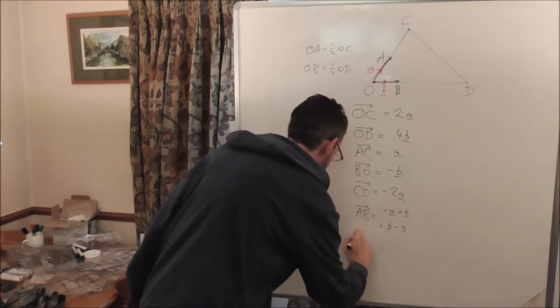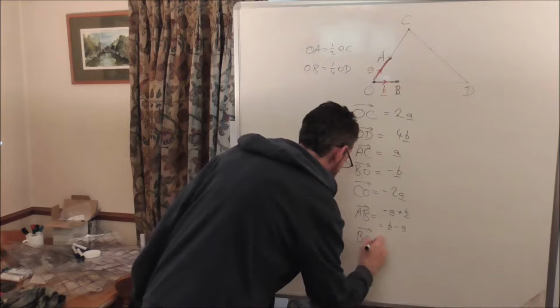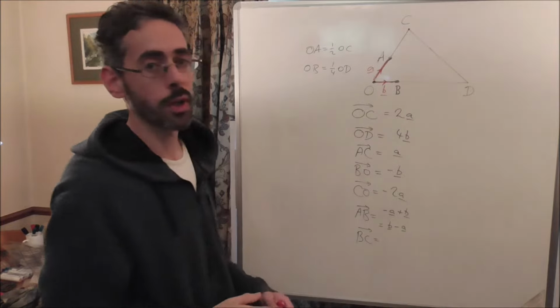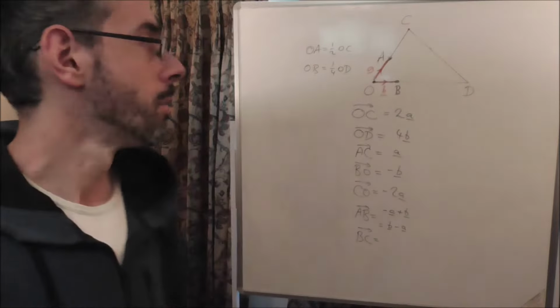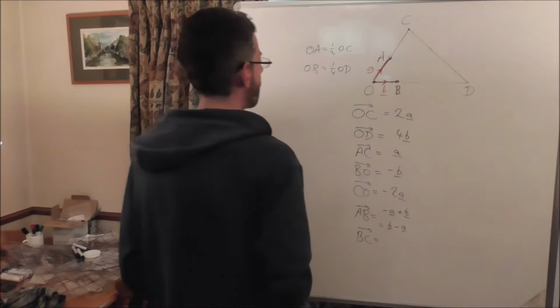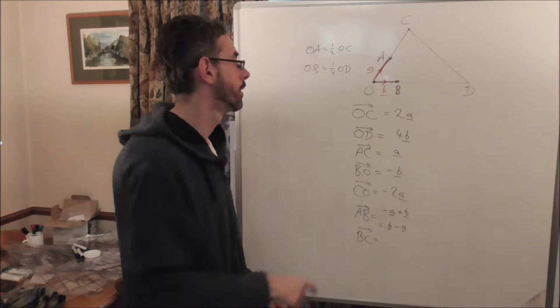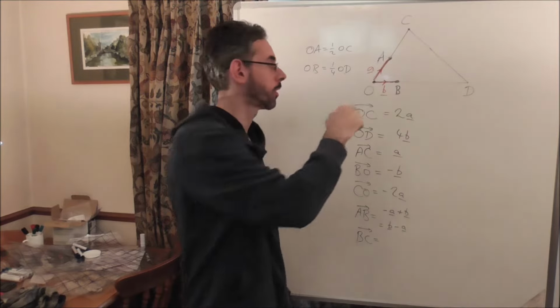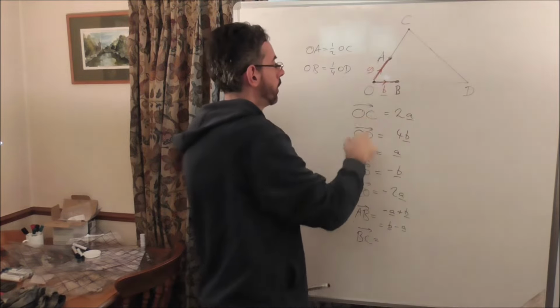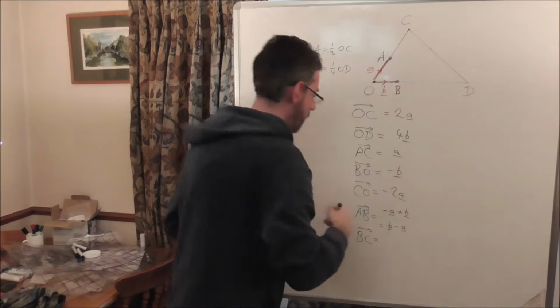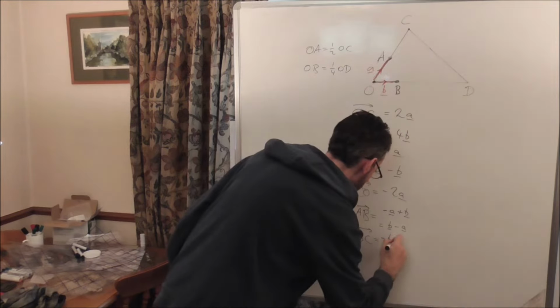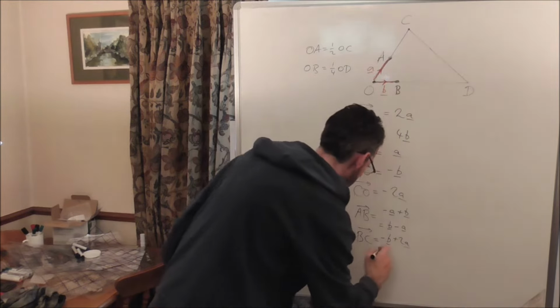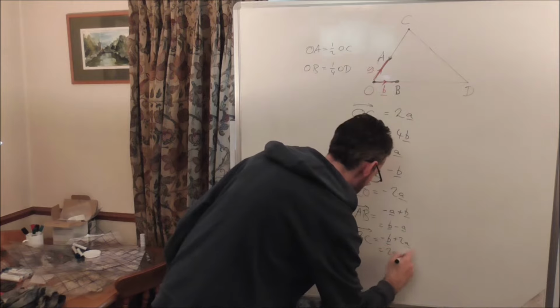What about B to C? Let's do that. Can we write that in terms of little a and little b? Well, again, you can go via point O. You could just do that and then that. So the journey B to C is just that vector plus that vector. So it's minus B plus 2A. Or written the other way round, it would be 2A minus B.